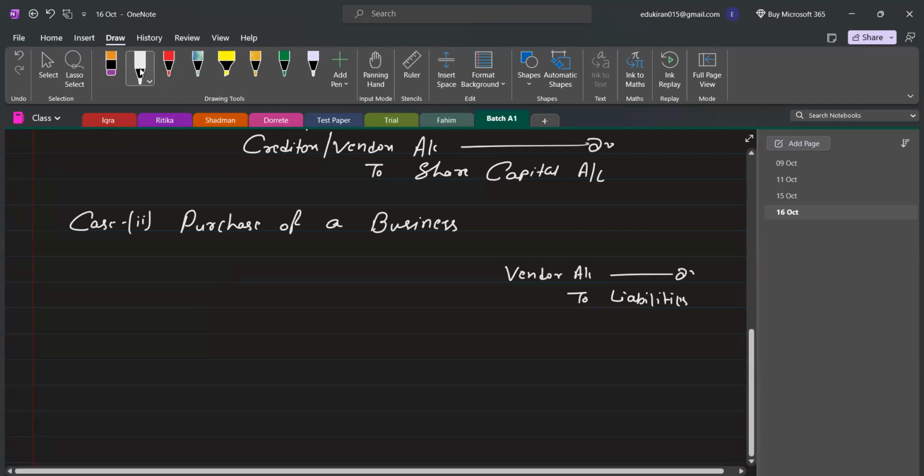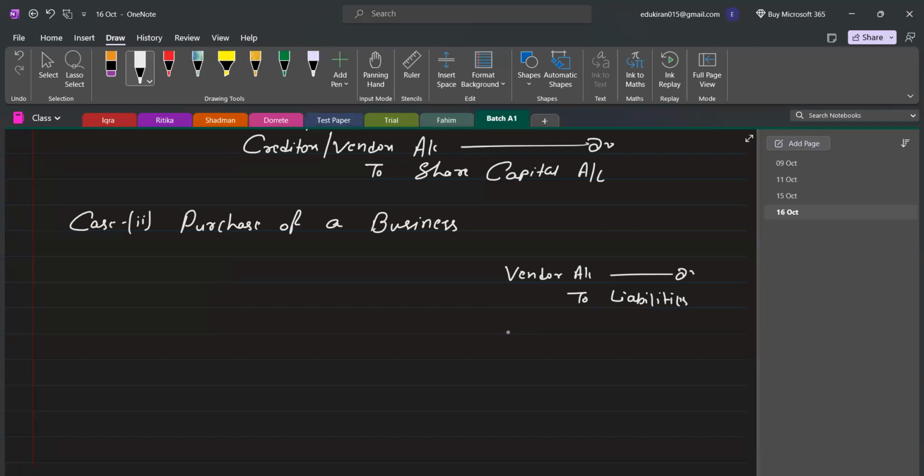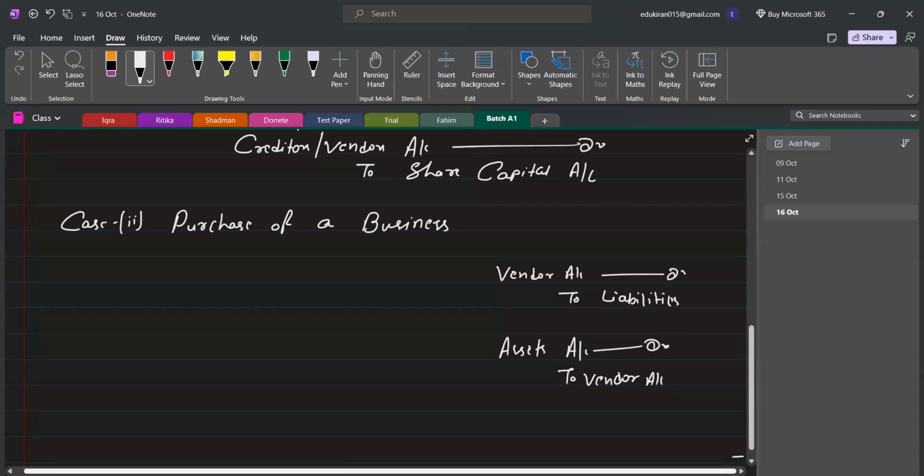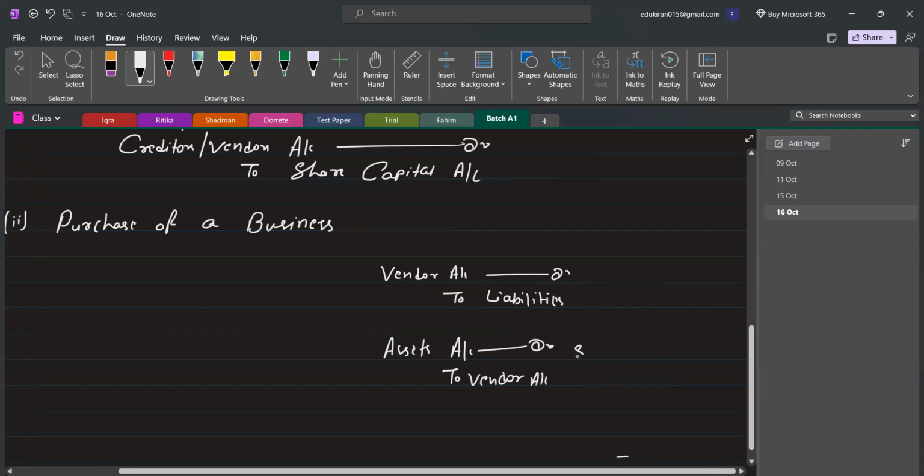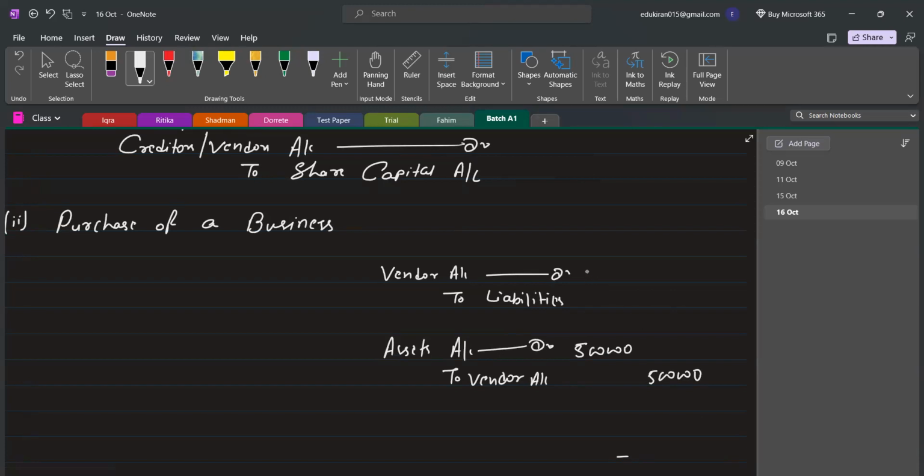Now, I told you already that in purchase of a business, we take assets as well as liabilities. So we are taking assets also. So there will be a separate entry like this, assets account debit to vendor account. Now let's say total assets value of that company is 5 lakh. So 5 lakh here, and total liabilities value is 2 lakh. So 2 lakh here.